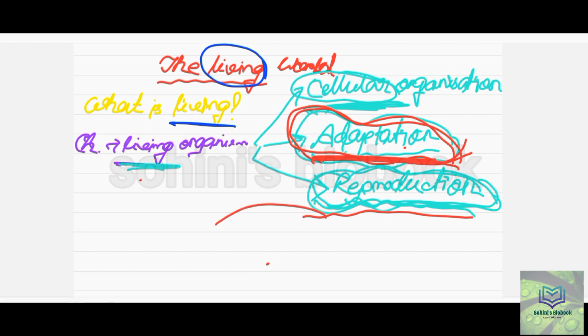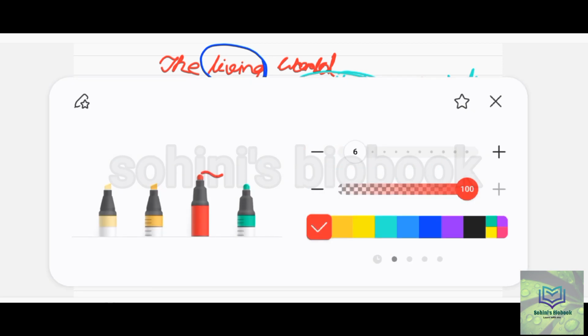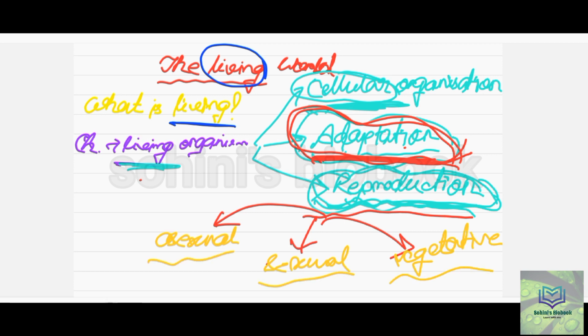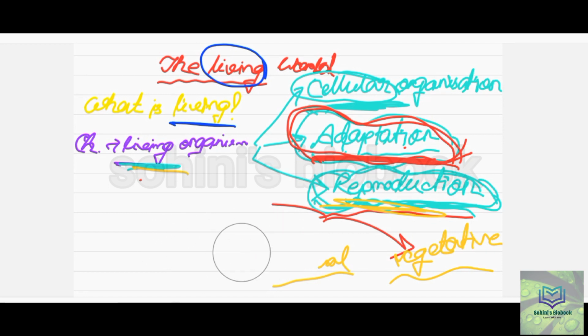The reproduction may be of three types. It can be asexual, that is seen in lower organisms. It can be sexual, that is seen in higher organisms, or it can be vegetative reproduction, that is found in some lower animals and in most plants. So reproduction may be of different types, but reproduction must be present in living organisms. So these are the basic and must-have characters for a living entity. These are the characters of living organisms.